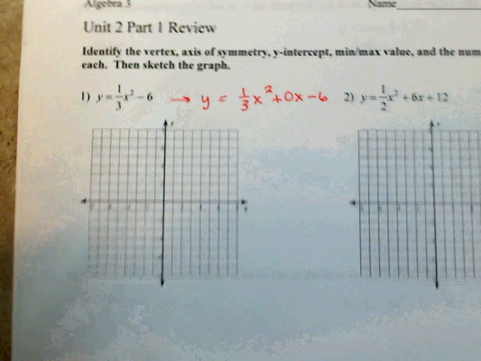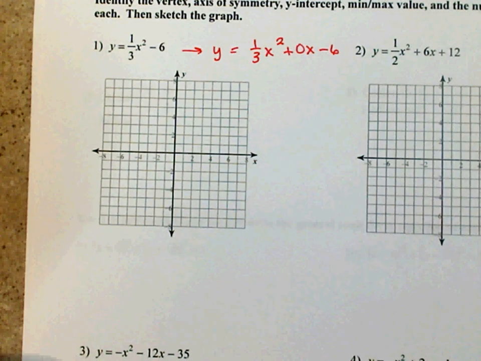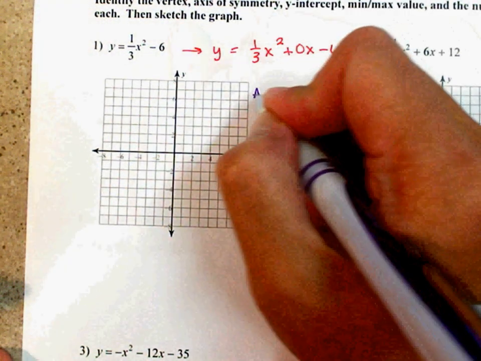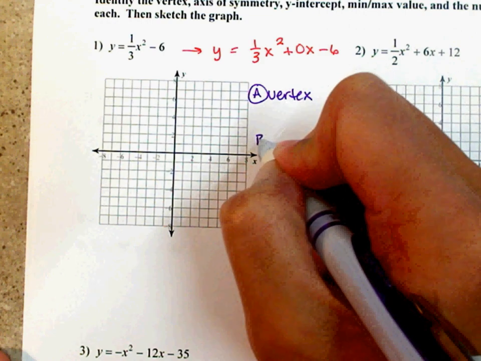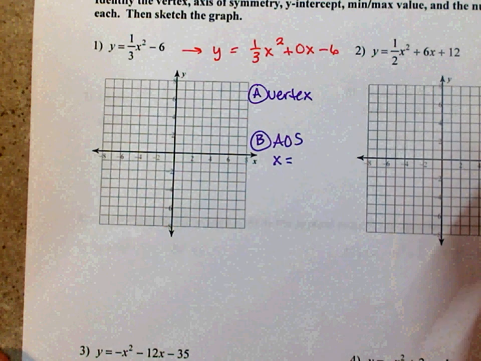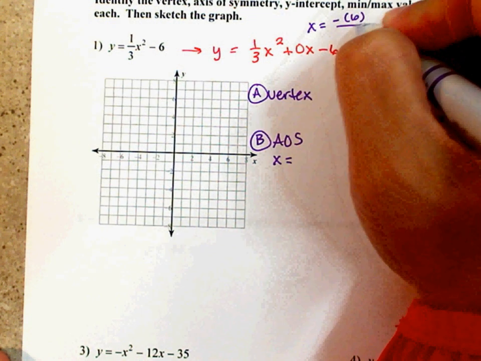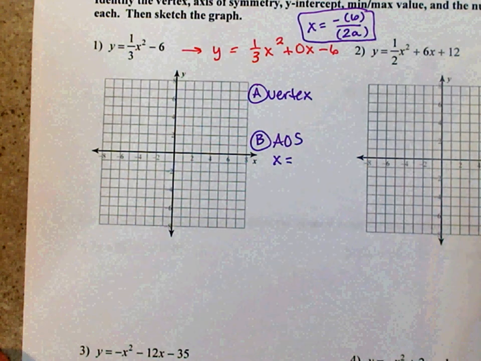Now let's try that focus again. All right, that's a little bit better. So let's go see what we're trying to find. Number 1, we're looking for the vertex. Number 2, we're looking for axis of symmetry, so it'll be x equals something. And that formula, if you have forgotten, is negative b over 2a. Okay? And I like to put parentheses around them to keep you from messing up.